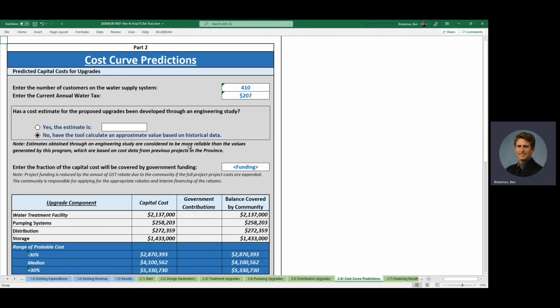So this page in the tool, the cost curve predictions, gives us the estimated cost for the upgrades that we've described on the previous pages, and also gives us the chance to change the number of customers and the annual water tax that we put in on part 1. But if that hasn't changed, we'll leave that the same. If we have an engineering estimate for this project, we can enter that here, and that will wipe the calculated tool approximate value. In our case, we'll say we don't have an estimate, so we'll have the tool calculate the value.